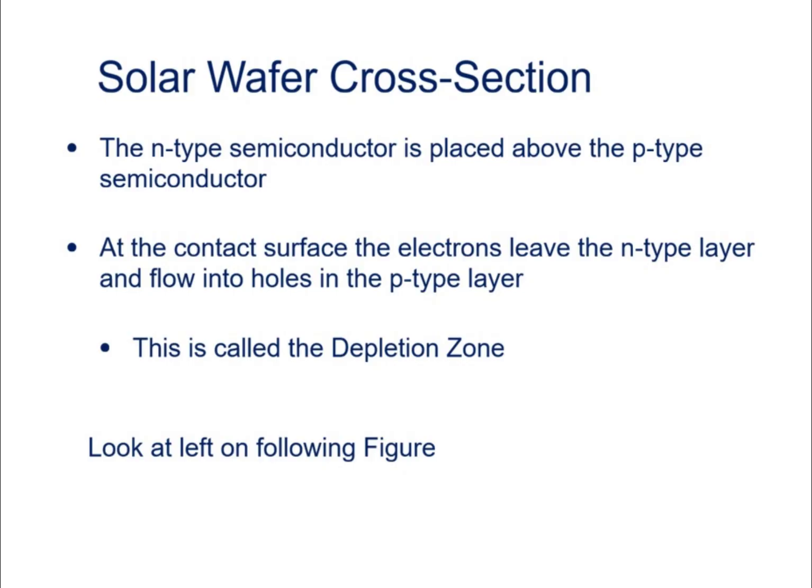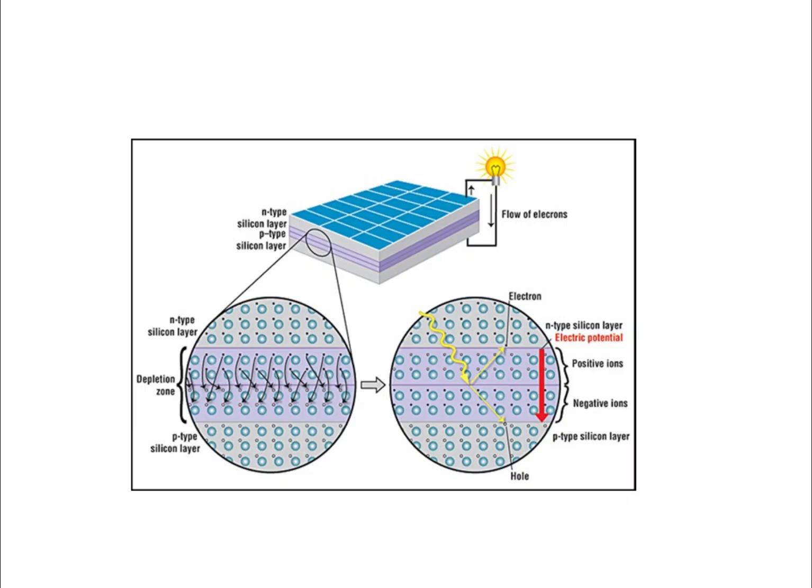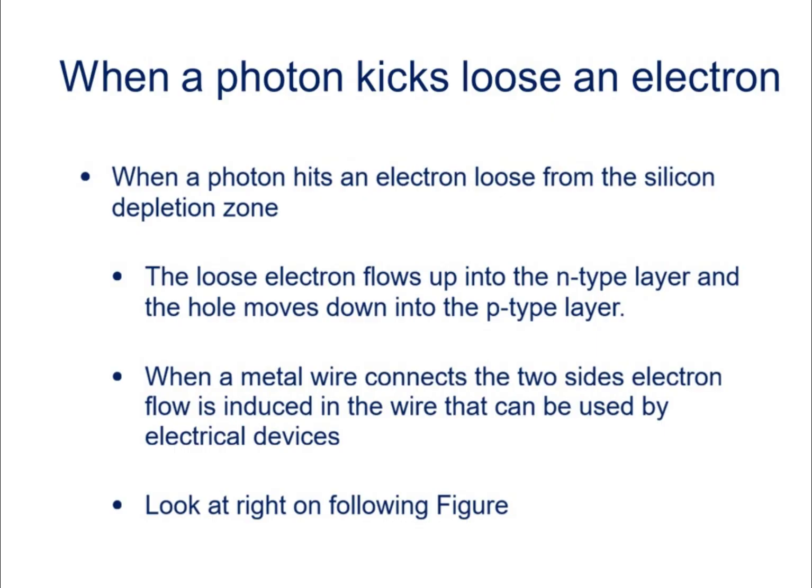At the contact surface, the electrons leave the N-type layer and flow into the holes in the P-type layer. This is called the depletion zone. Look at the left side on the following figure. When a photon hits an electron loose from the silicon depletion zone, a loose electron flows up into the N-type layer and a hole moves down into the P-type layer. If we connect a metal wire to the two sides, electron flow is induced in the wire that can be used by electrical devices or connected to the grid.